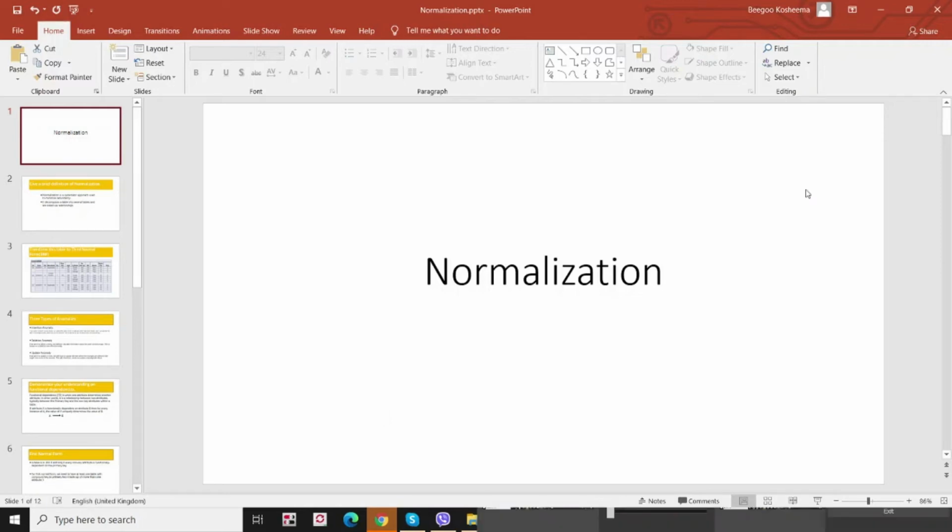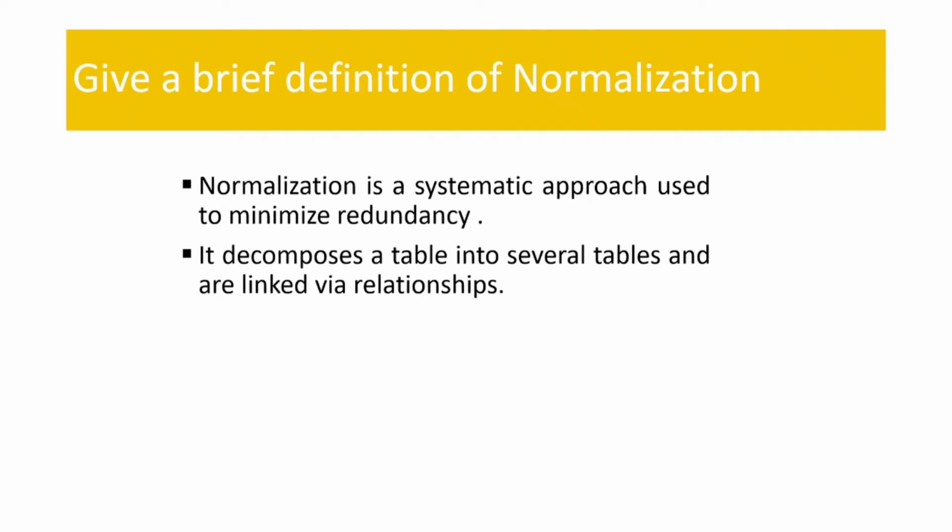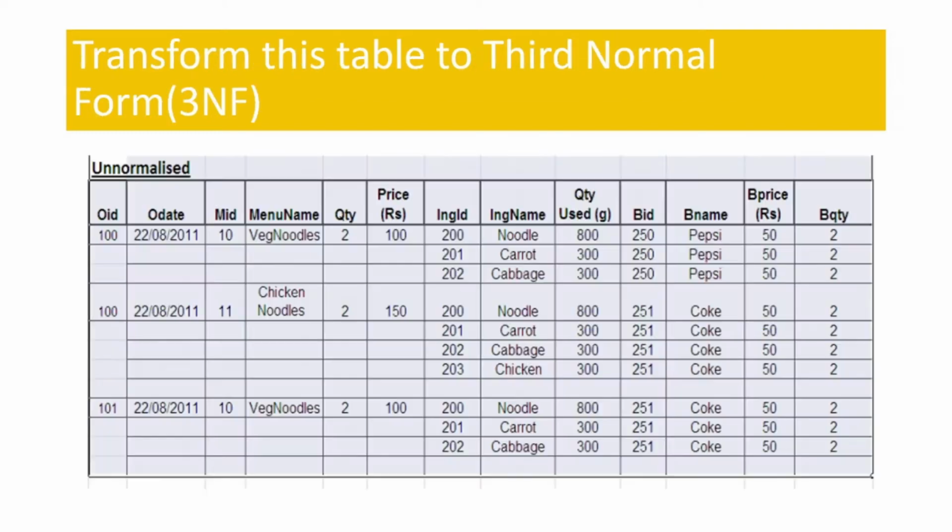So today we'll be explaining how to perform normalization, how to normalize tables up to third normal form, 3NF. A brief definition of normalization is a systematic approach used to minimize redundancy. It decomposes a table into several tables that are linked via relationships. So the idea behind normalization is that we have to remove duplicate rows or minimize duplication.